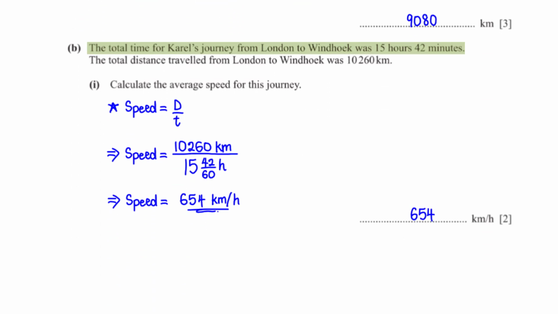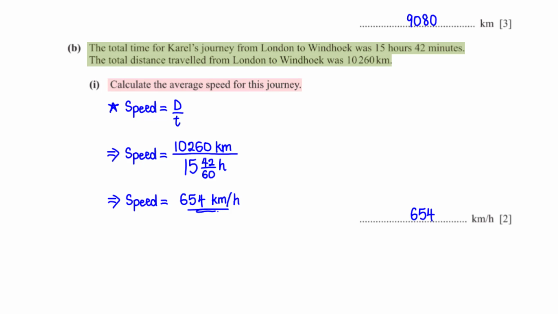The total time for Carol's journey from London to Windhoek was 15 hours 42 minutes. The total distance traveled from London to Windhoek was 10,260 kilometers. Calculate the average speed for this journey.